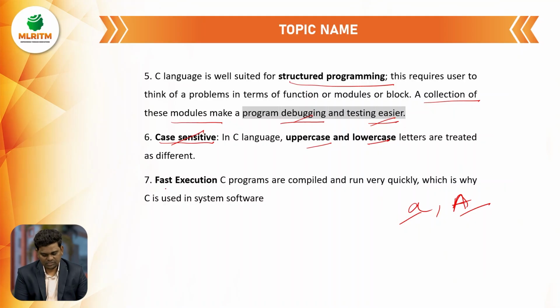And the next feature is fast execution. Compared with other programming languages, C is very fast, because it is directly executed by the computer. So that is about the features of the language.